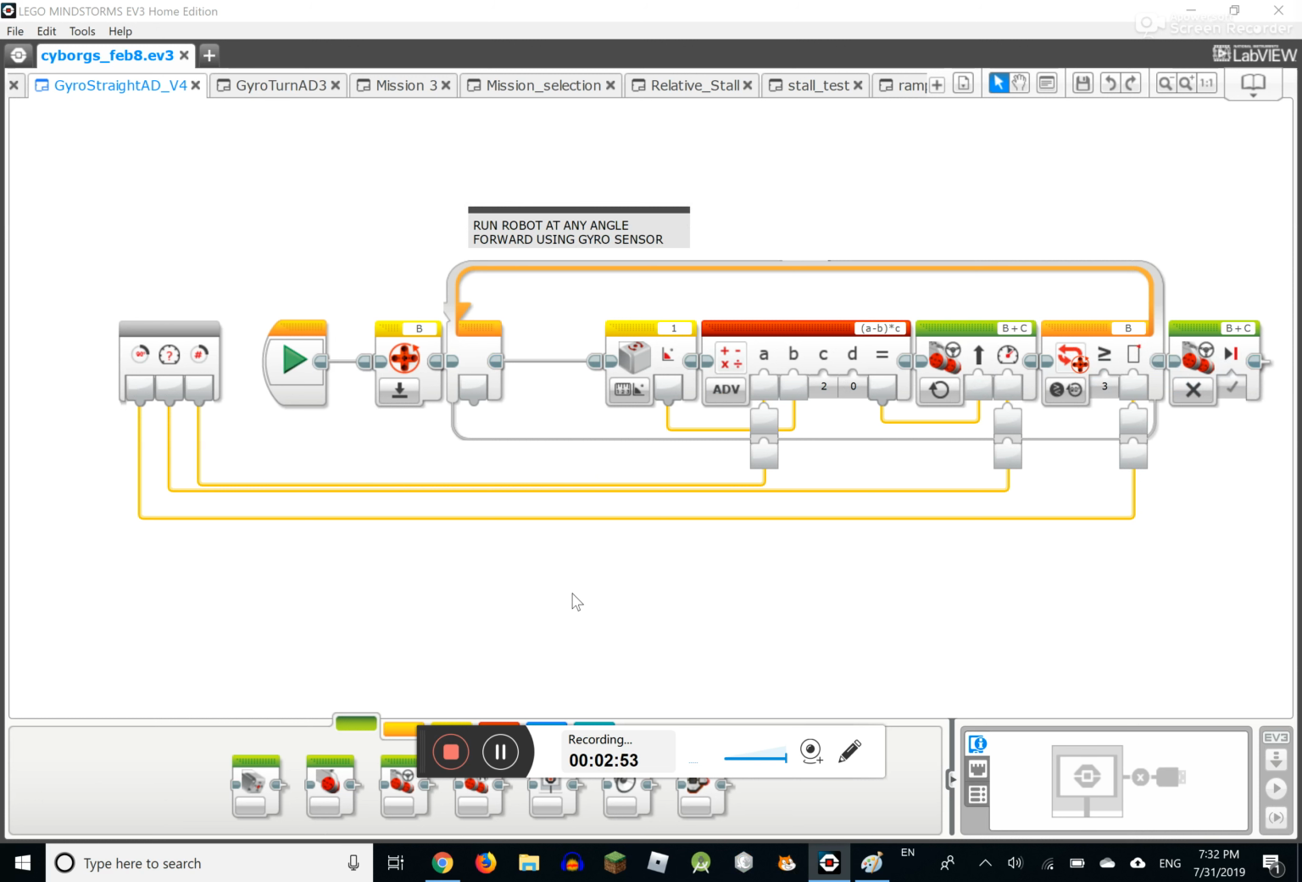This works because of this math block here. This is where your robot finds the amount of degrees to move either to the left or to the right. It finds the difference, how off your robot is.